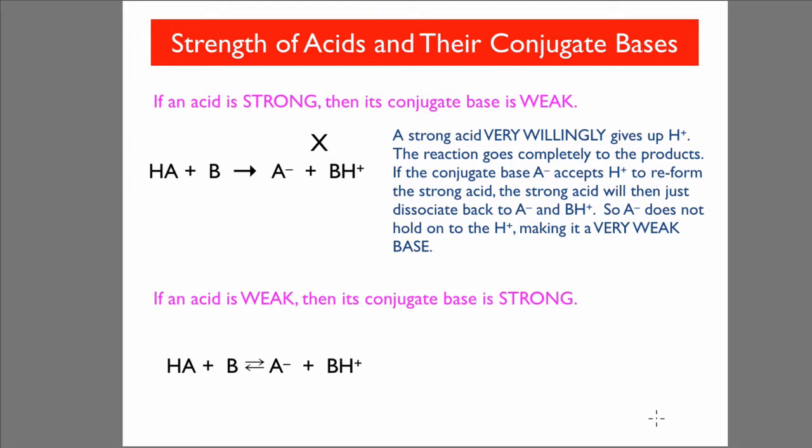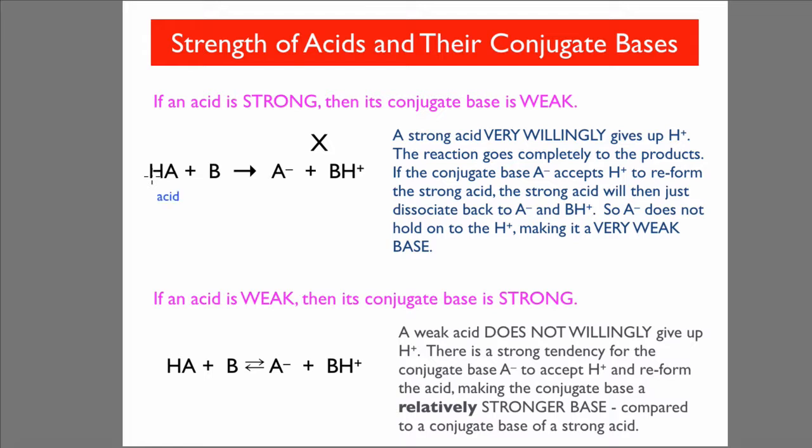A strong acid very willingly gives up its proton. The reaction goes completely to the products, so we're getting just these existing in solution. If the conjugate base here accepts an H plus to reform this acid, then the acid will just dissociate straight back this way. So this does not hold on to the H plus, making it a very weak base.